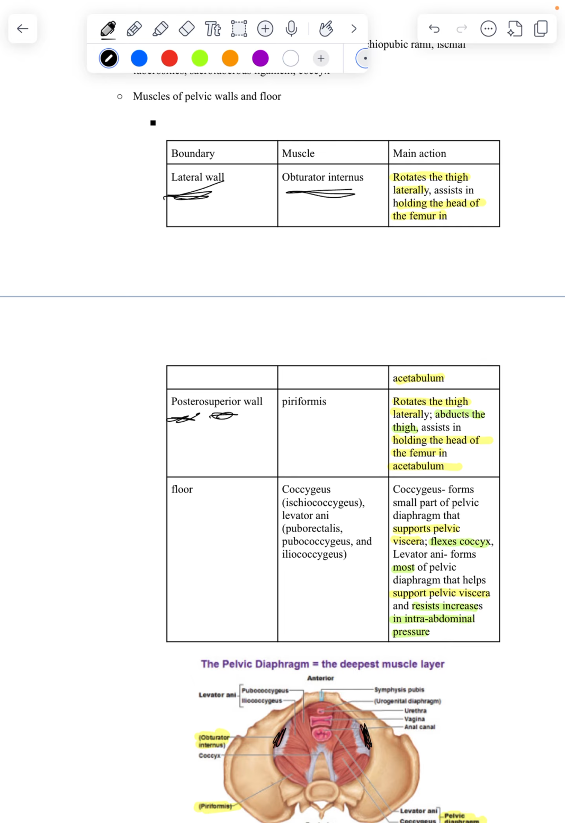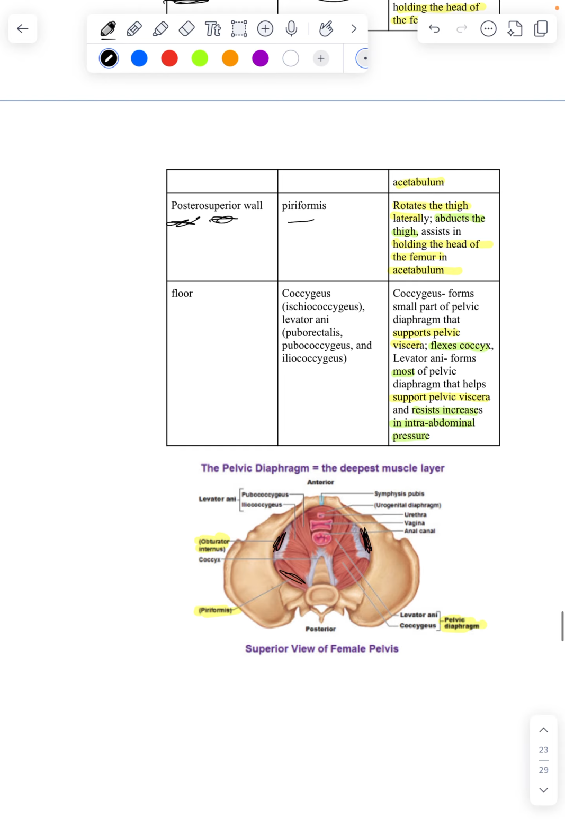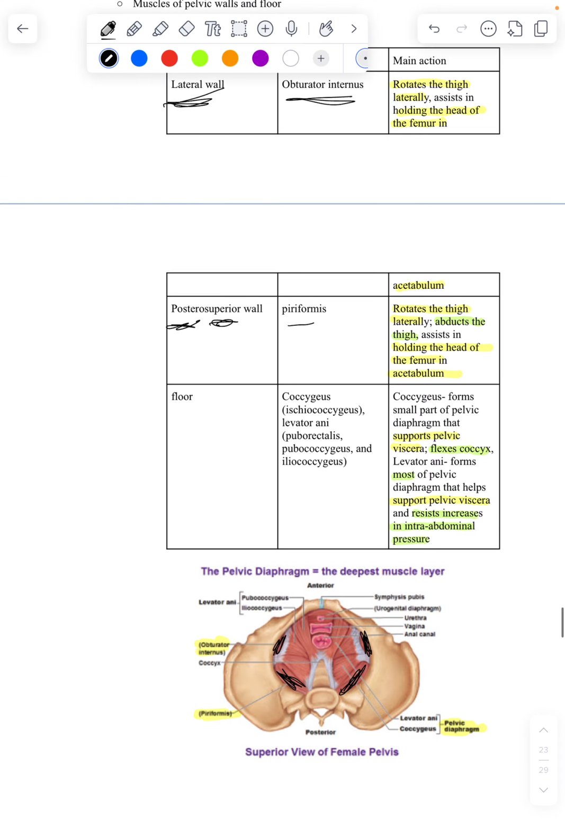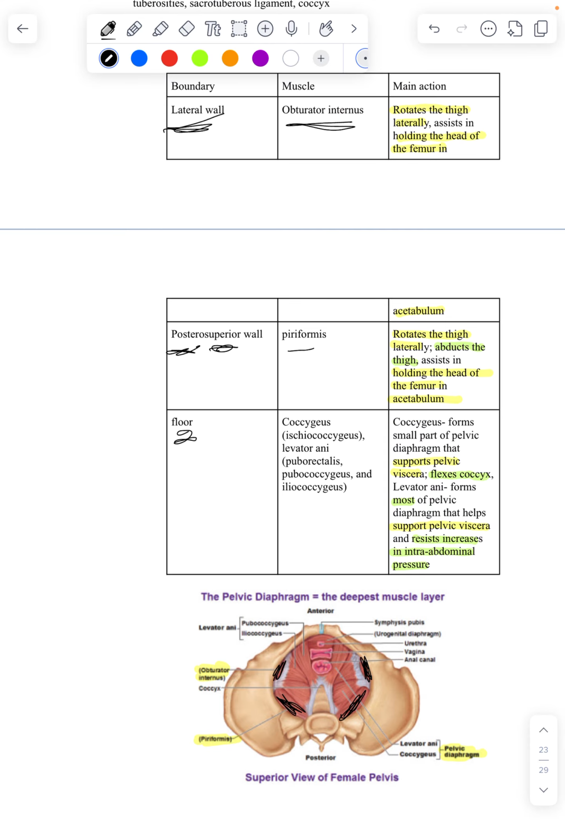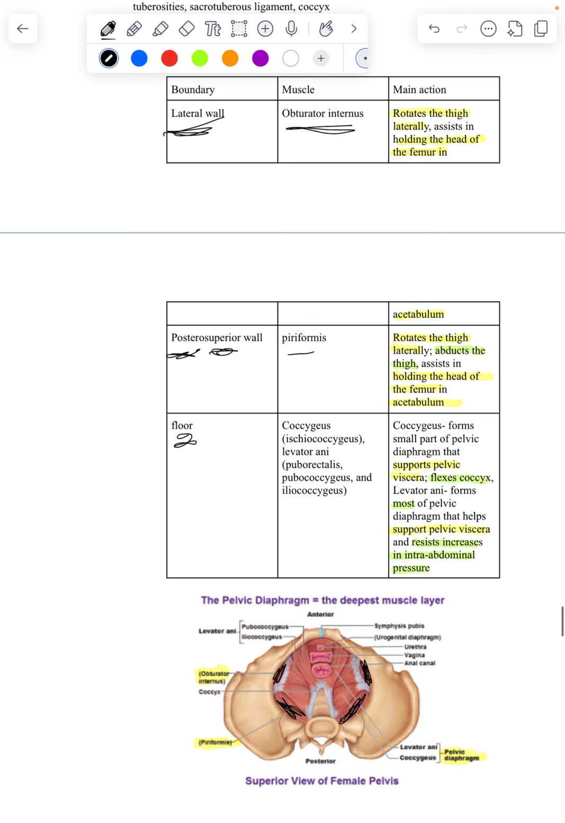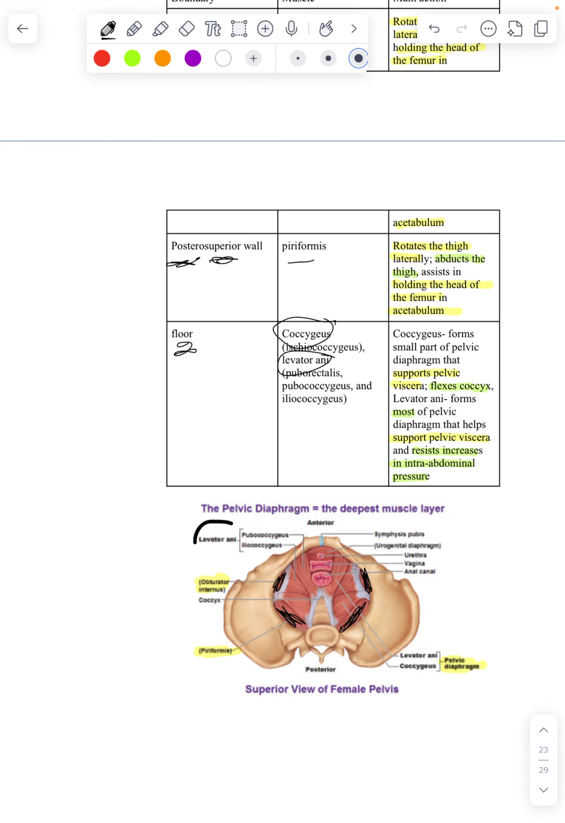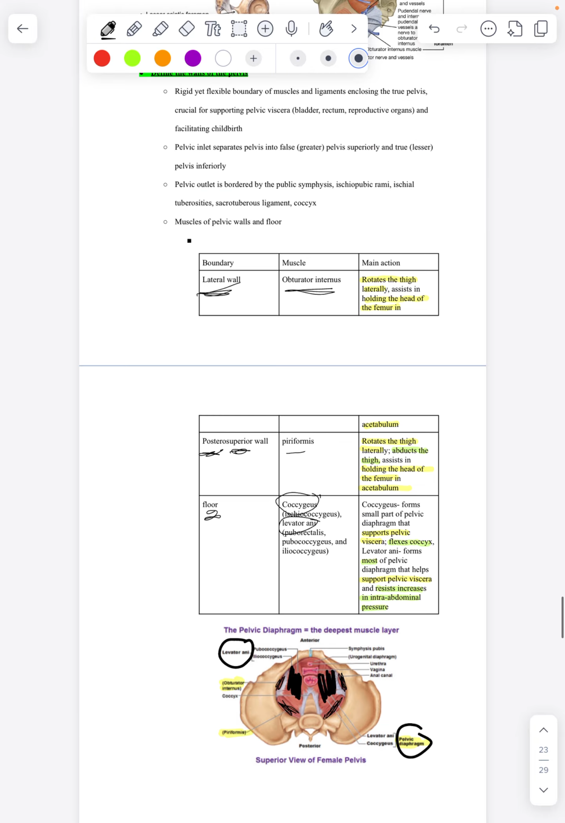Posteriorly and superiorly is your piriformis. And then the floor are your big pelvic diaphragm muscles, your coccygeus and your levator ani. So levator ani is all of this. All of these are your pelvic diaphragm, pretty much everything in between here and here. So that makes up the walls of your pelvis.